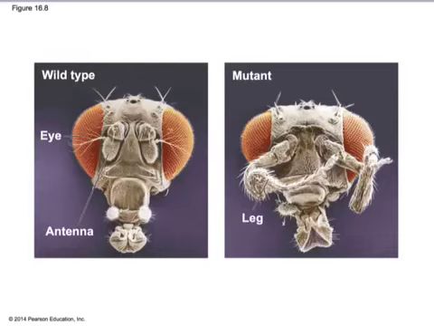So what you see here is the wild type on the left, the normal fruit fly head. Eyes, antenna. This is a scanning electron micrograph of the normal fruit fly head on the left. What's different on the right? They have legs on their face. They have legs where antennae are supposed to be. That's not normal.